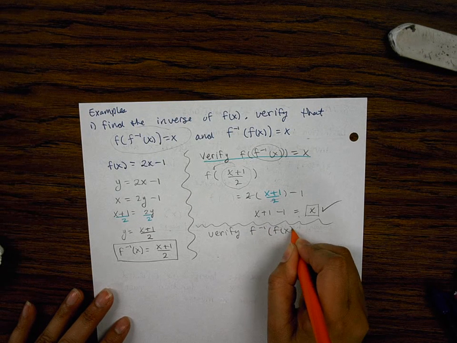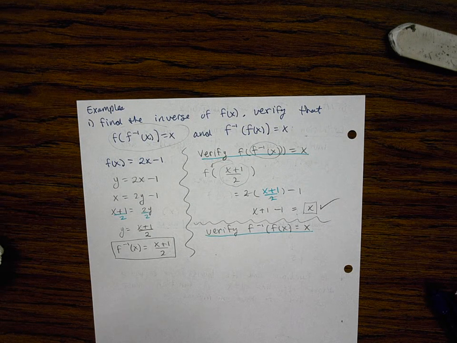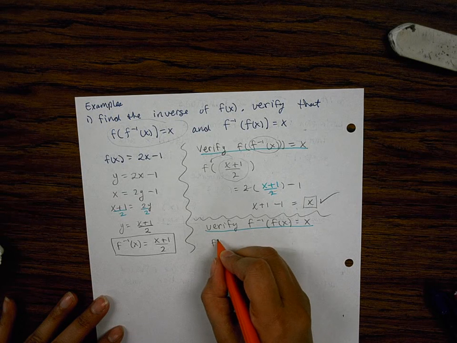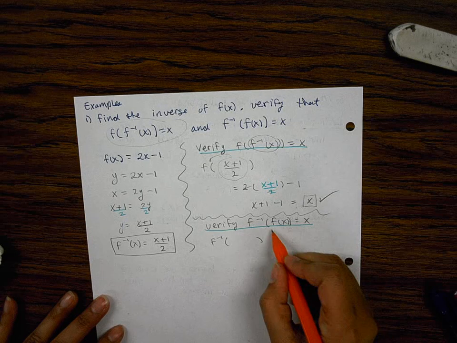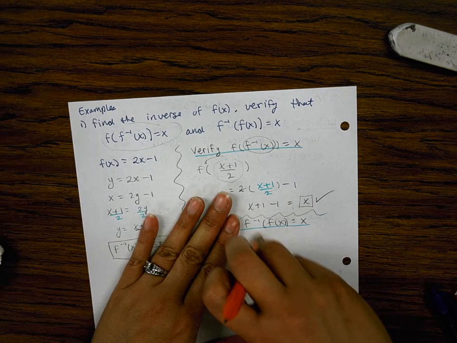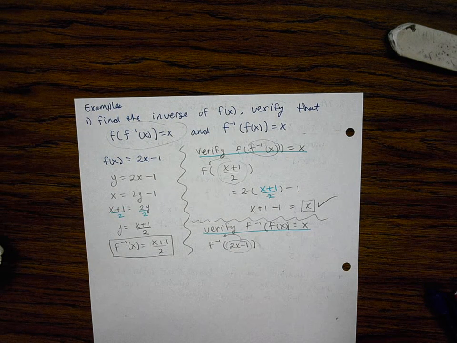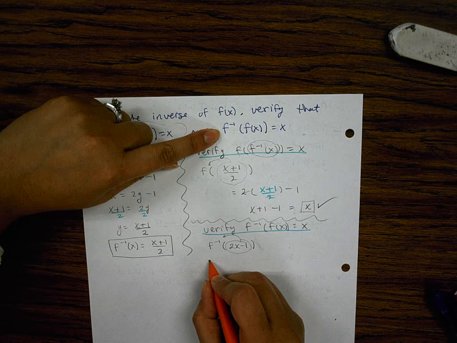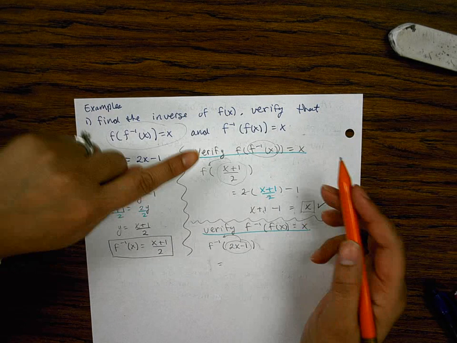All right, now we are going to verify f inverse of f of x equals x. We're going both ways, and that's what you have to do when it asks you to verify. Okay, so this time I'm writing f inverse of what goes inside. What goes inside is my f of x function, 2x minus 1, which means I'm taking the 2x minus 1 function and plugging it into my f inverse function. Here's my f inverse function.